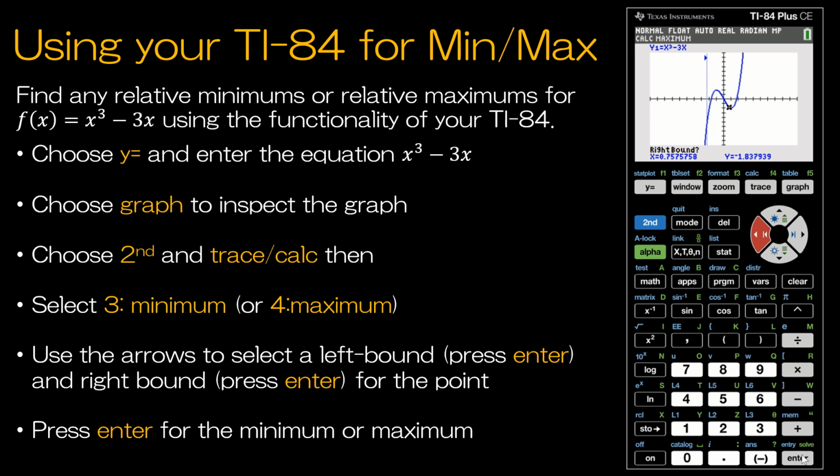So I'm just going to choose something to the right, and then you click enter, and then it gives you the maximum value. X is -1, so that's the location, -1, 2, and the maximum is 2. You could do the same thing for the minimum.